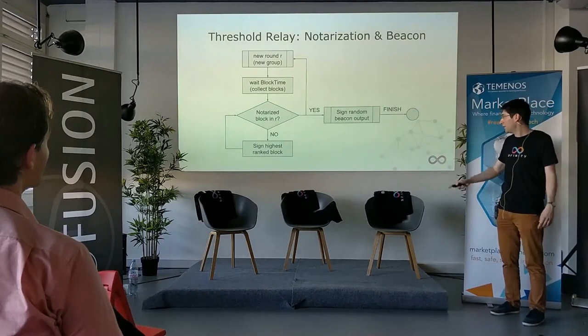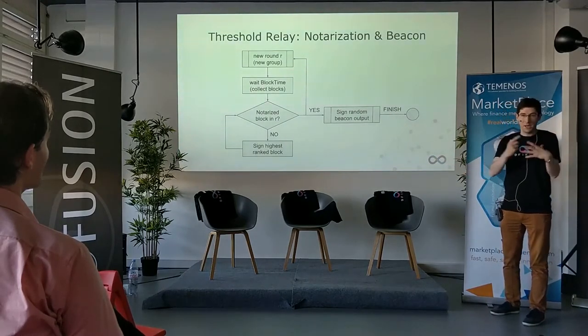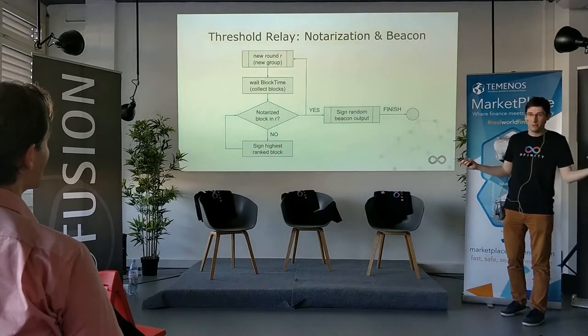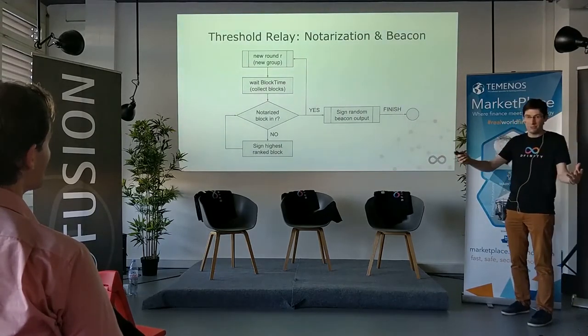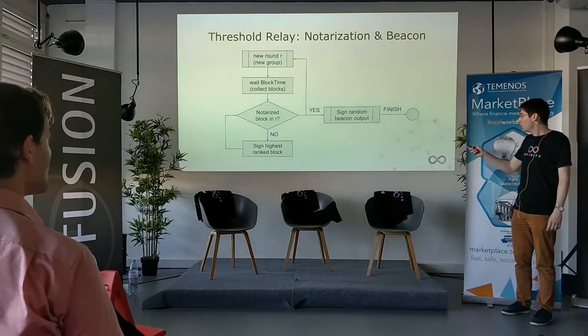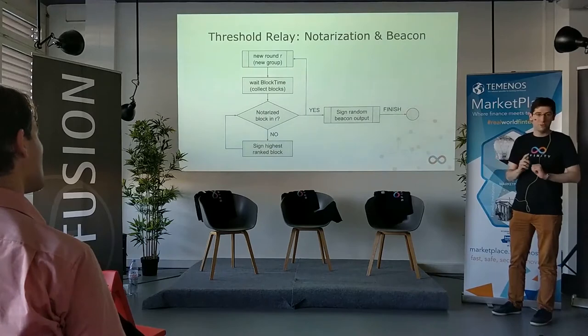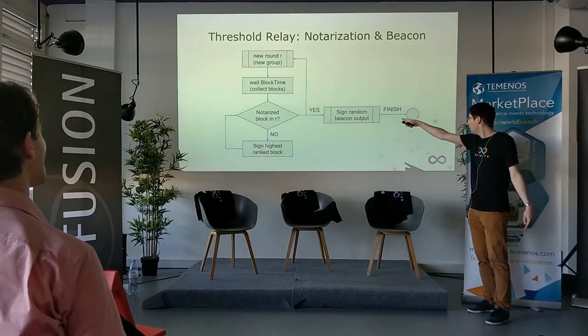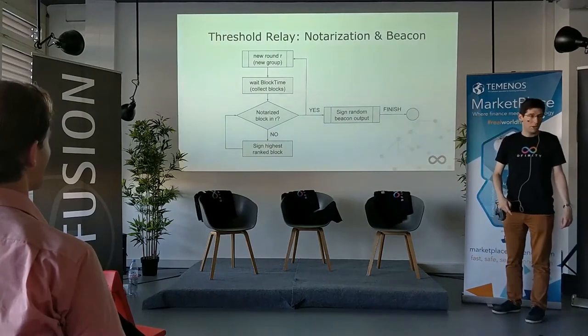Everyone does that, and there's a loop. And once a node sees, oh, now I have collected 201 signatures on one block, I can put them together and spread the resulting signature. That means now I can stop. Now we have a solution, now we have notarized the block. So all that the group now has to do is sign the next random beacon.